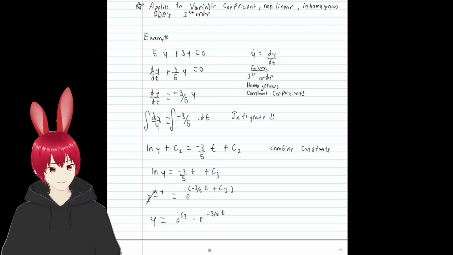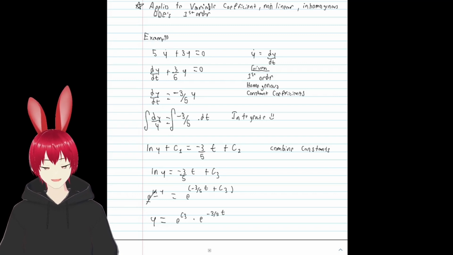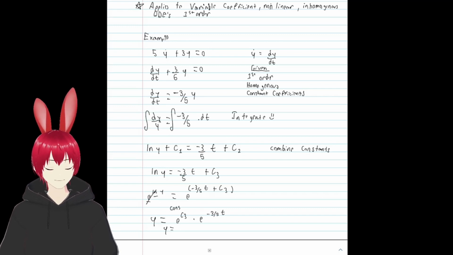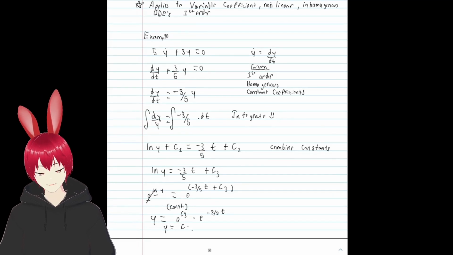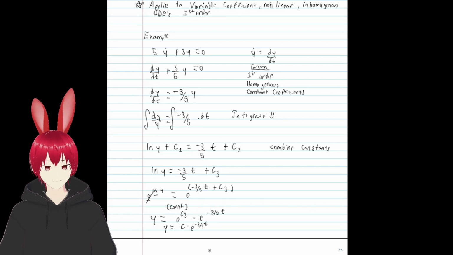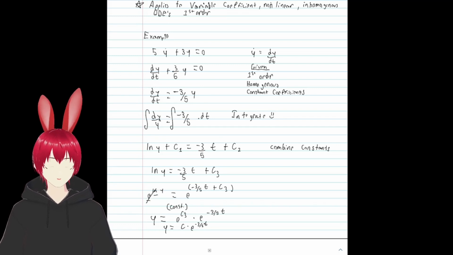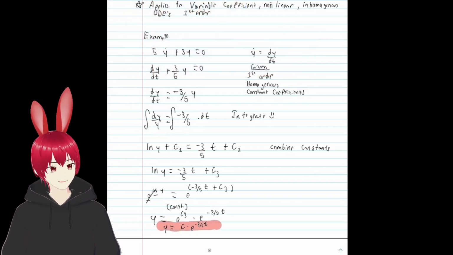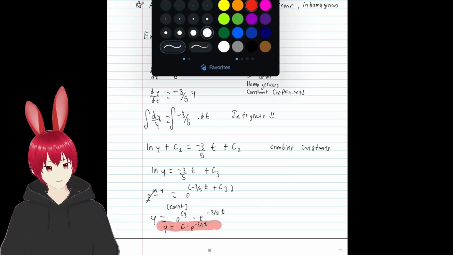With this, we can split it up to simplify the equation a little bit more. So we have e to the C3 times e to the negative 3/5 t. We can simplify once more, since e to any constant is just another constant, so y is equal to C times e to the negative 3/5 t. And that is going to be our answer for example 1.